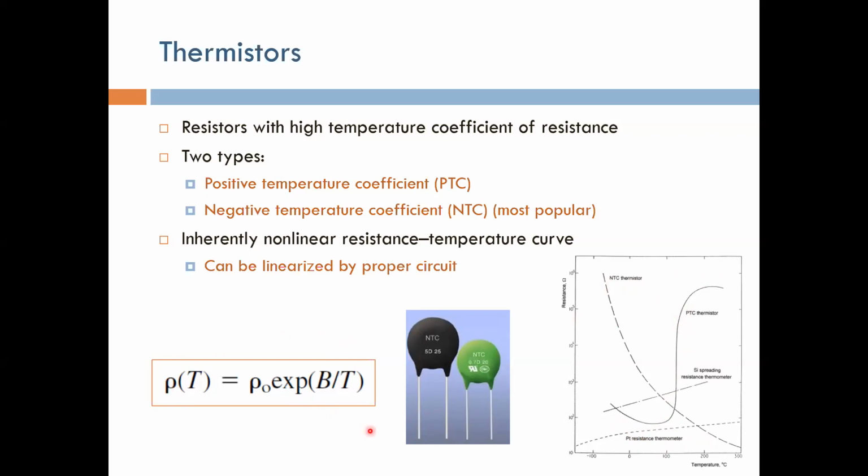You can have this equation here for the negative temperature coefficient thermistor. They are inherently nonlinear, but you can linearize them somewhere. If you look at a particular range, for example from 0 to 50 degrees, it's very close to being linear. So you can use them in different applications, like medical devices. They are very useful, and they are very low cost. We're going to talk about them in much more detail in the sensors part.